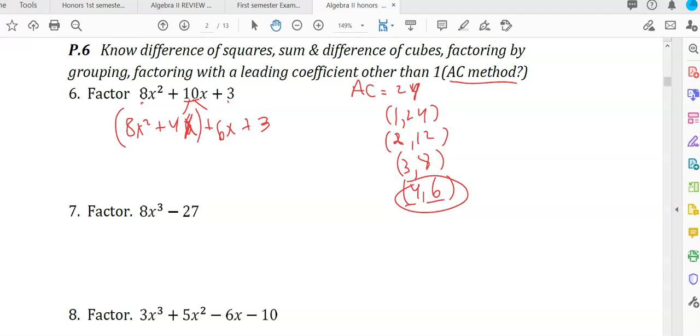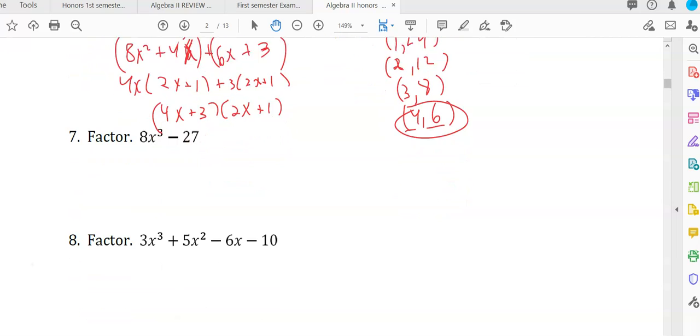Do factoring by grouping, so the first two terms go together. Pull out the GCF, that's 4x times 2x plus 1. And plus 3 times 2x plus 1. 2x plus 1's match, so we're going to regroup into 4x plus 3 times 2x plus 1. And it doesn't say solve, just says factor. We're done.